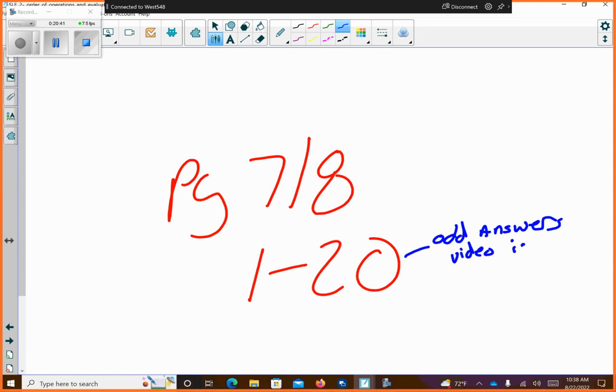So on pages 7 and 8, you're going to do 1 through 20. The odd answers, if you need them, there is a video on Schoology. So do all of them, but for the 1, 3, 5, 7, 9, etc., you will find the answers on Schoology if you need help. If you go into Schoology, you will see the following. I'm going to just take you to it.